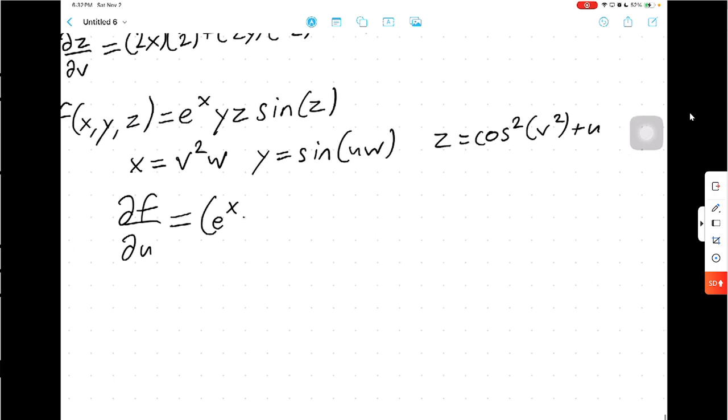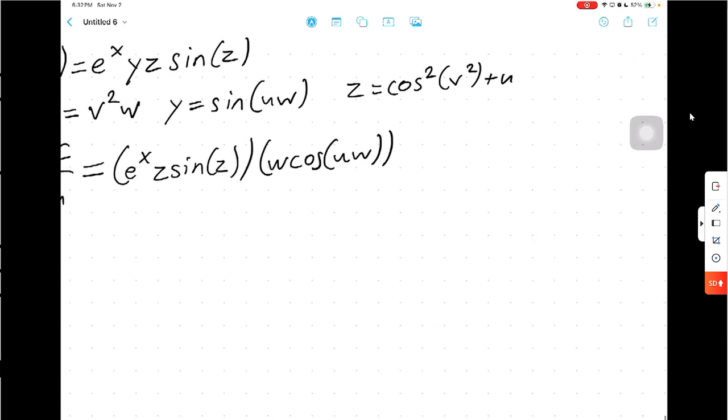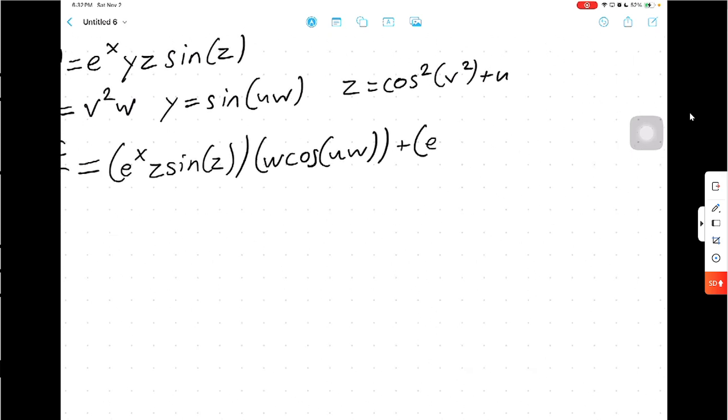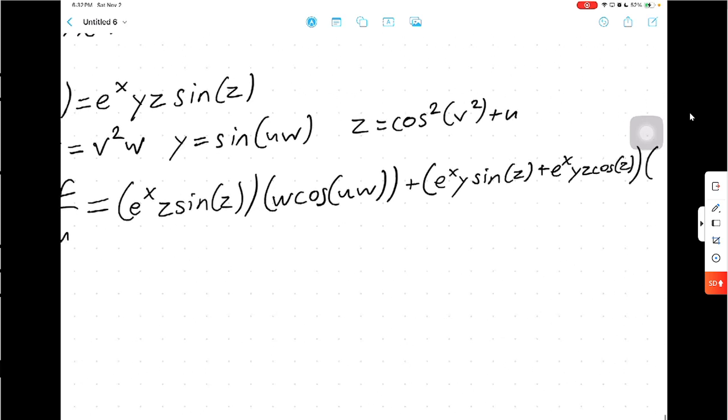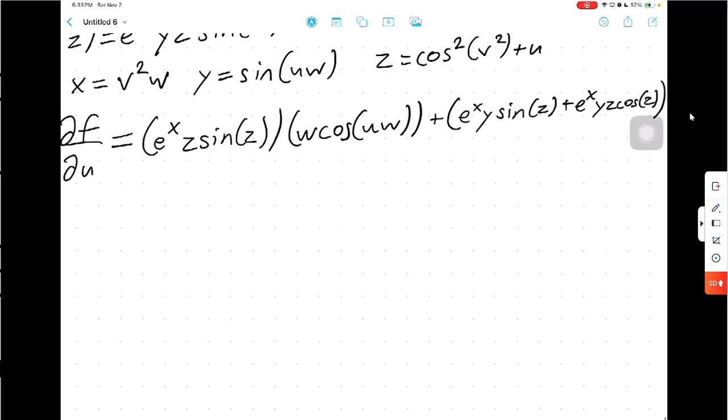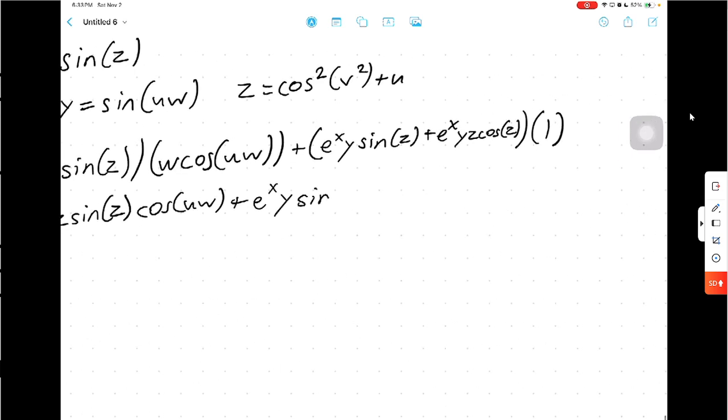So e to the xyz sine z times the partial of y with respect to u, which means we get w cosine of uw, plus partial with respect to z, e to the xy sine z plus e to the xyz cosine z times z with respect to u, which is equal to e to the xyz sine z w cosine of uw plus e to the xy sine z plus e to the xyz cosine of z.